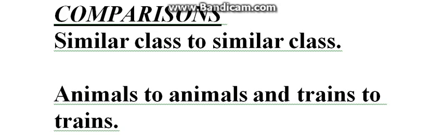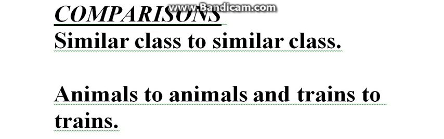Hello everyone. In this video we're going to talk about comparisons between many things and comparisons in general. First rule that you have to remember is that a similar class must always be compared to another similar class. So we always compare animals to animals and we always compare trains to trains. That may sound insignificant, but you have to remember that the same things must always be compared.